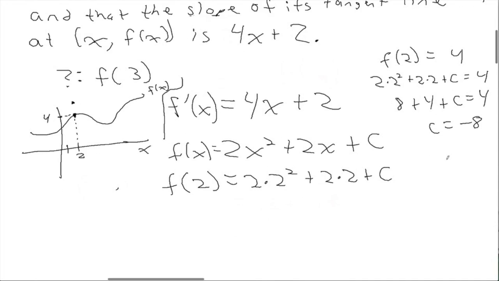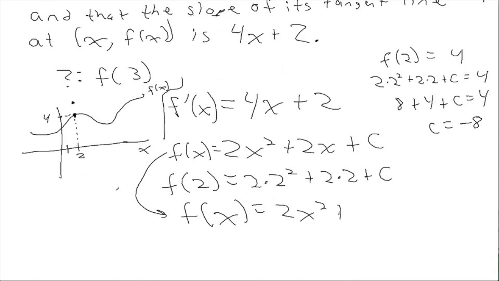Well, remember that earlier we had an expression for f. Here was our expression for f. This was a very nice expression, except that it had an unknown in it. It had this c in it. Now we can write a more accurate expression for f. What can we say f is equal to now? 2x squared plus 2x minus 8.